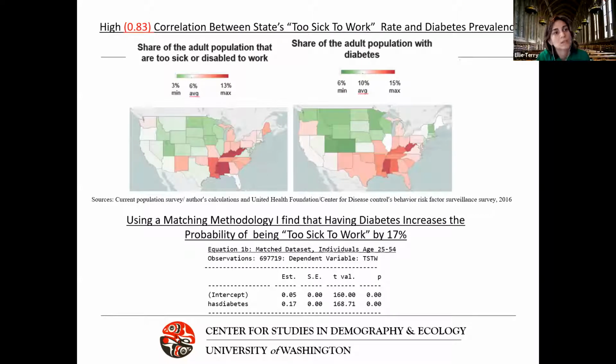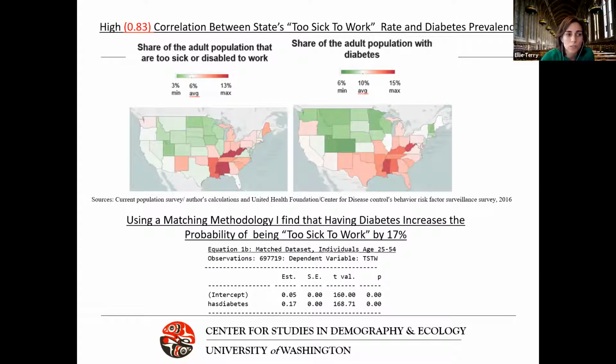Labor force participation rates vary greatly by state, especially if you specifically focus on those who are not working because they say they're too sick to work. For example, in 2016, 12% of the population in Mississippi, Kentucky, and West Virginia did not participate in the labor market because they were too sick to work. In contrast, only 3.5% of the population in Utah, Iowa, and North Dakota reported being too sick to work.